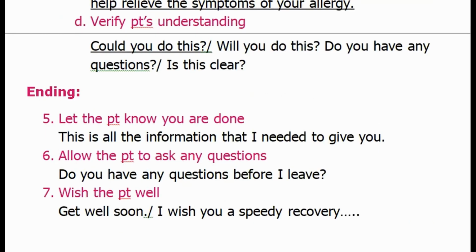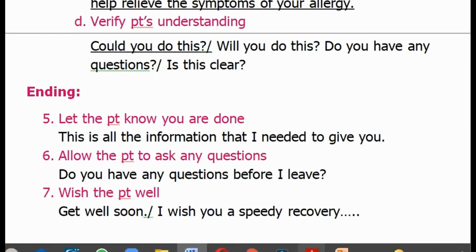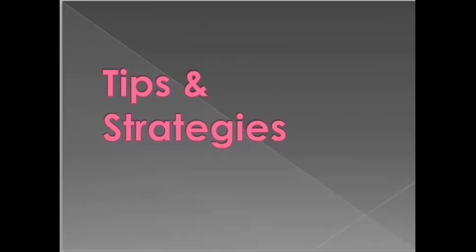Okay, these are all the instructions that I needed to give you. Do you have any questions before I leave? No. Good. Well, get well soon. Bye-bye. And that's it. That's the organization of your response. And now we're going to look at some tips and strategies for this role play, since you are marked on strategies as well.